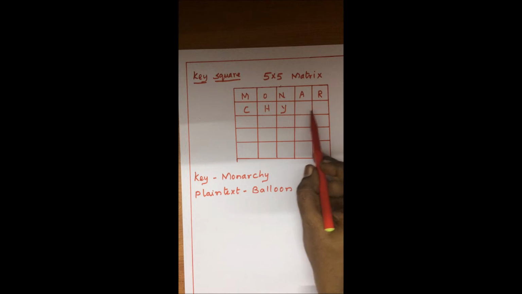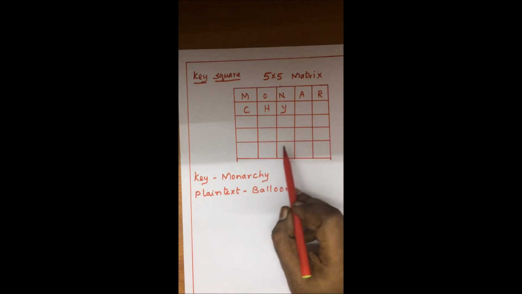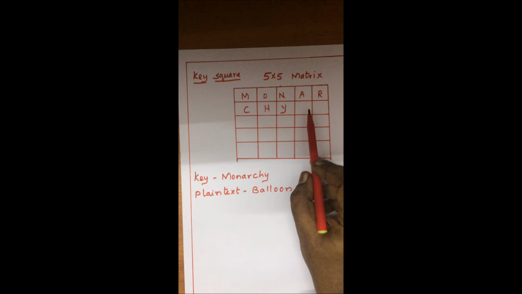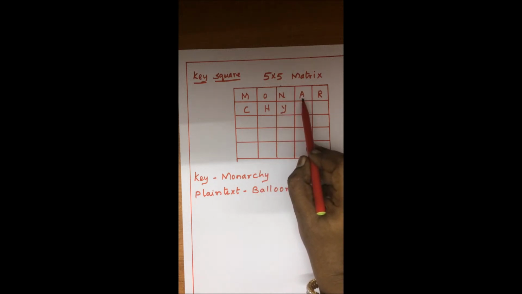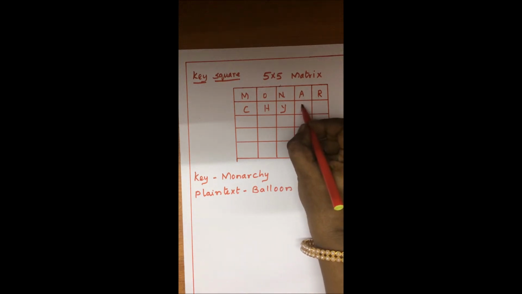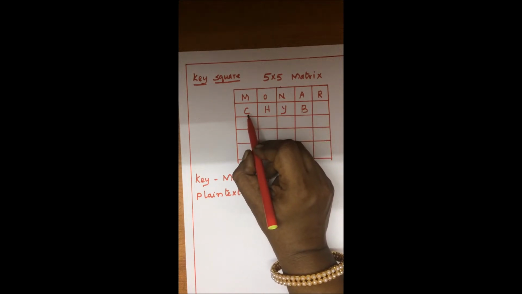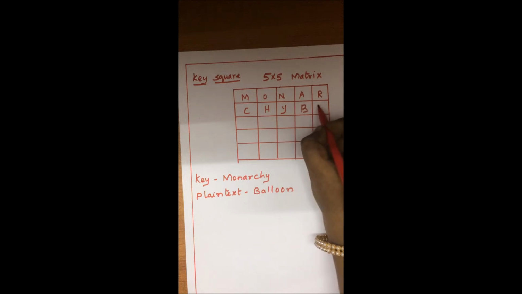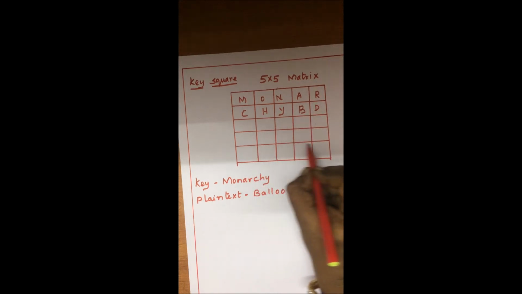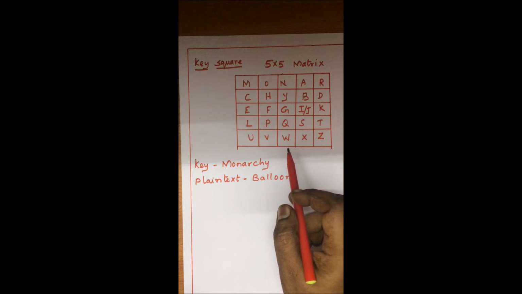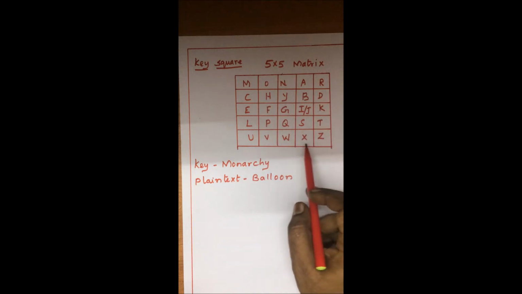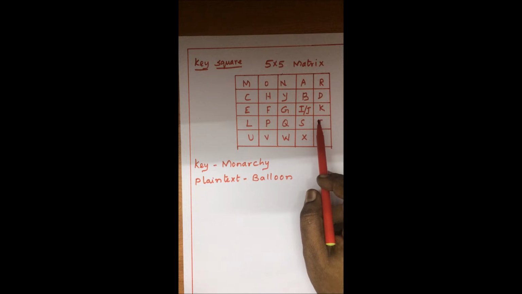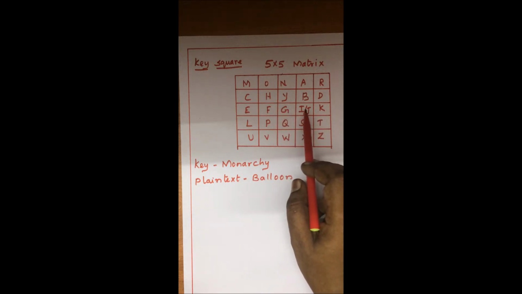Now we have to fill up the rest of the 5 cross 5 matrix with the other alphabets which are not in the key. So our alphabet starts from A. A is already in the key, so we should not use this A again. The next alphabet is B. C is already there in the key, so the next alphabet will be D, which is not in the key. Likewise, fill the entire matrix. Since this is a 5 cross 5 matrix, we can accommodate only 25 alphabets, so I have put I and J within the same box.